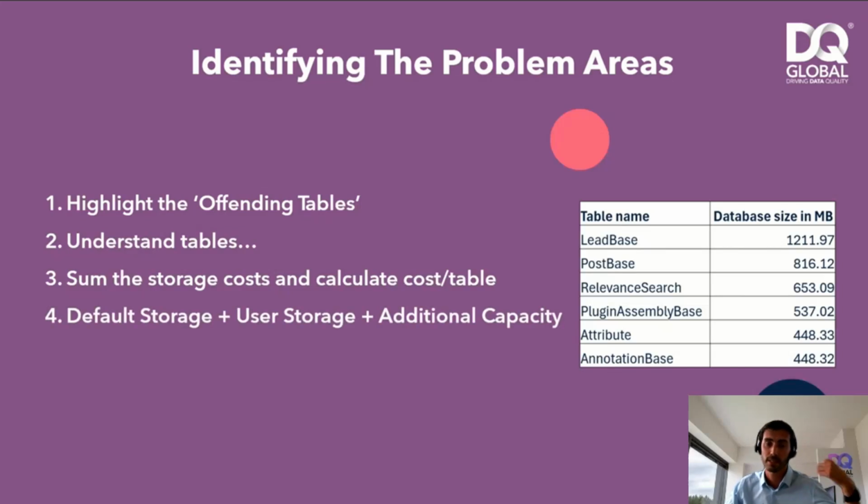We're then going to go back to the slide before where we saw what we had as default storage, user storage, and then what we were paying as additional storage. And that's effectively our line as to where we want to get to. We don't need to get to zero storage. We already have some capacity in the system. We just need to bring it within an area where we're not paying for additional capacity.